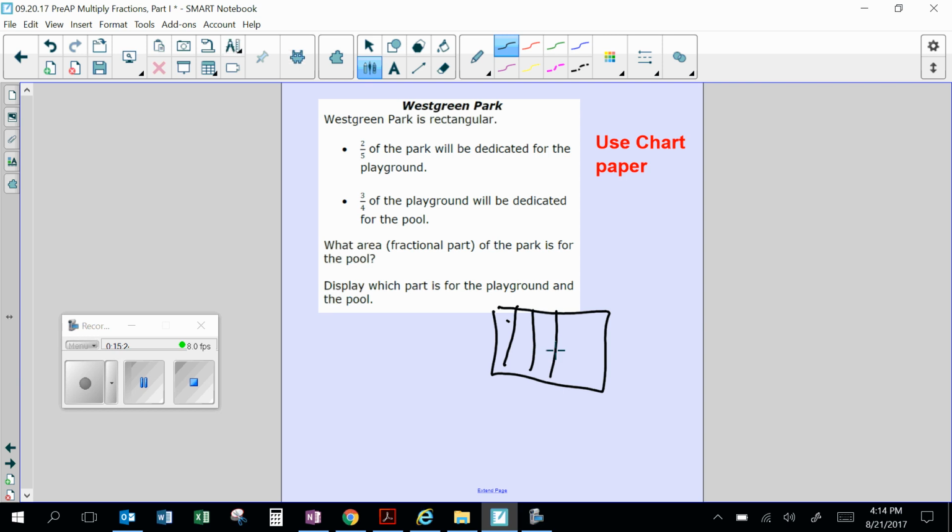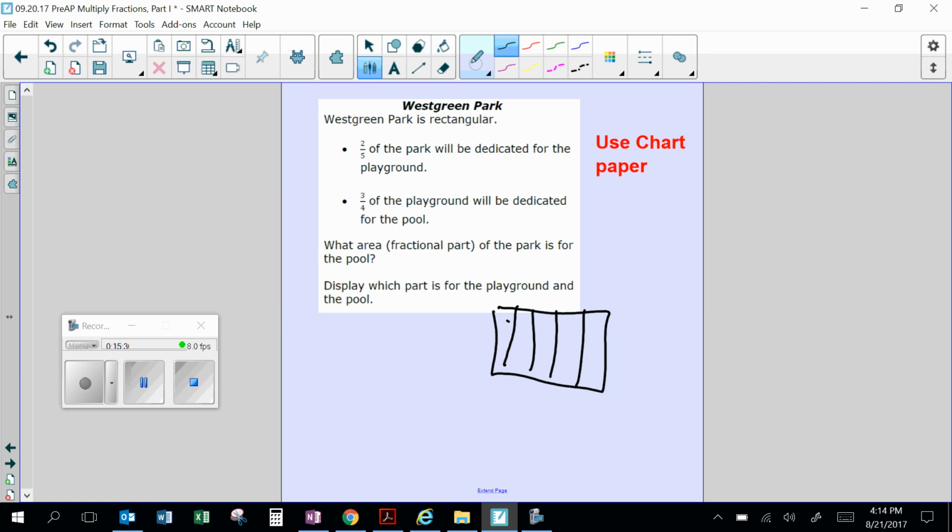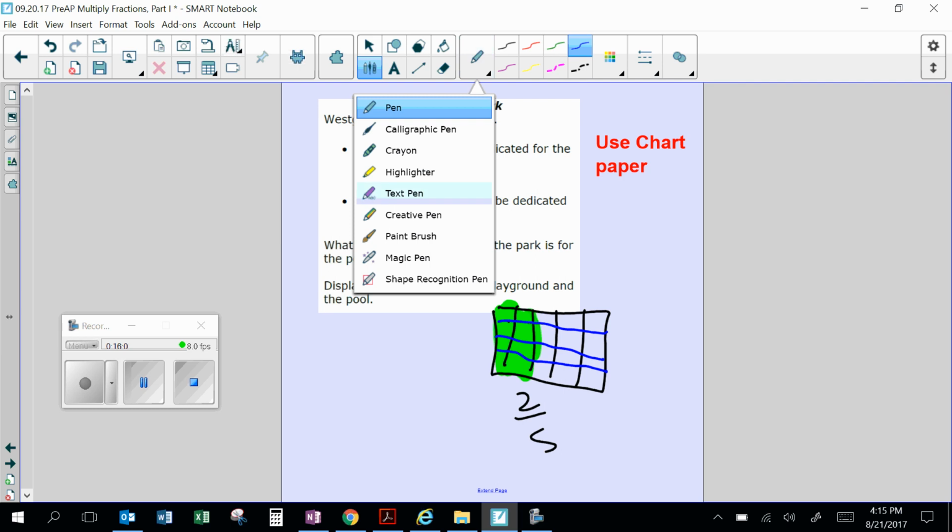So let's divide this into fifths. So the playground, I'm going to highlight what part is going to be for the playground. So 2/5 of it. So this is where the playground is going to go. But 3/4 of this playground, so of this part, 3/4 of it, not all of it, only a fractional part of it, 3/4 of the playground will be dedicated for the swimming pool. So I'm going to cut this into fourths, so I can figure out 3/4 of this part.